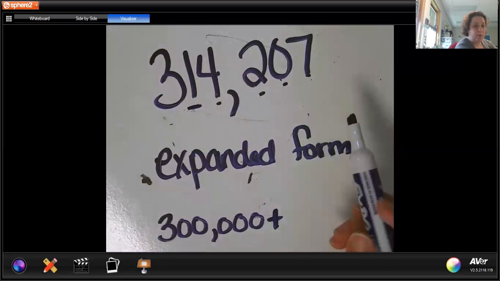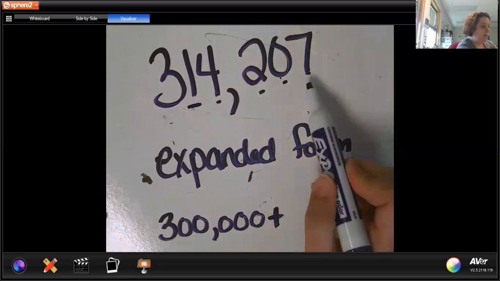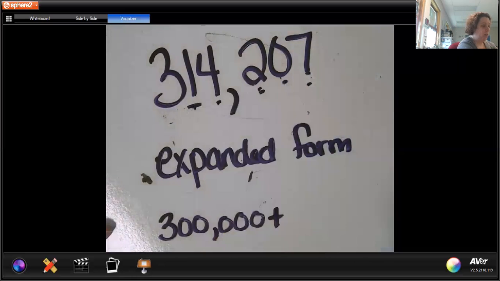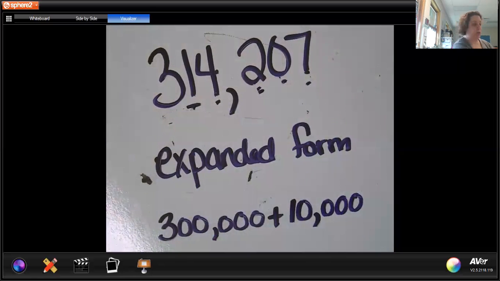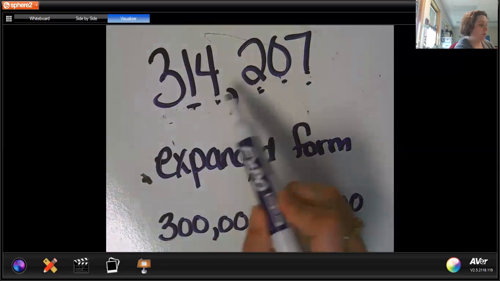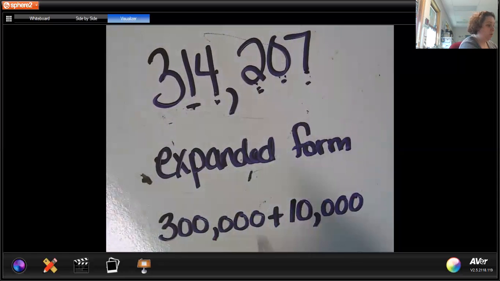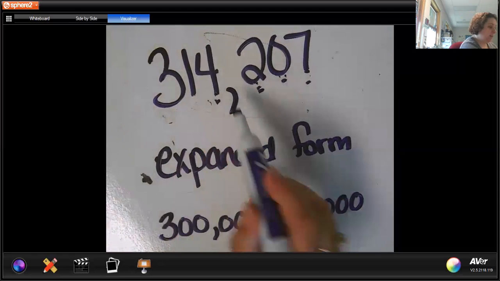And I'm going to do the same thing that I did with the 3. So I'm going to count over and find out what place it's in. I've got ones, tens, hundreds, thousands, 10,000s. So it's a 1 in the 10,000s place. That means it's worth 10,000. And again, I can check by counting the numbers. So I have 4 numbers after it. That means I should have 4 zeros. Then I go to the next place. So I finished with the 1. I'm going to go to the 4.